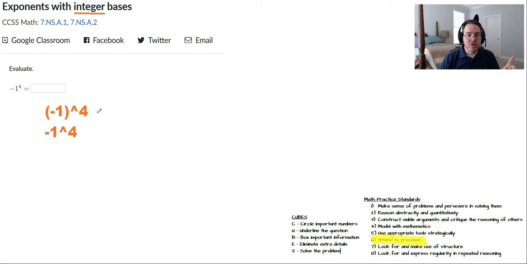these two things are very different. So let me explain. This right here is saying negative 1 times, 4 times. I should have started that with a 1. My fault. Let me start that over. That's 1 times negative 1 4 times. So that's 1 times negative 1 times negative 1 times negative 1 times negative 1 again.